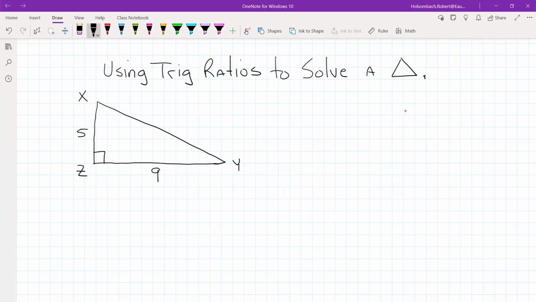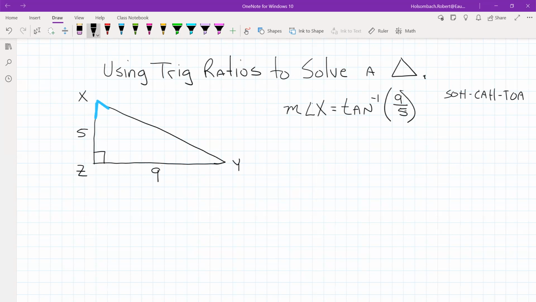We're going to say that the measure of X is equal to, if we're looking at angle X, we've got an opposite and an adjacent. And opposite and adjacent is tan. So we're going to go inverse tan of the opposite side over the adjacent side. So if we take our calculators and type 9/5, second tan, we get 60.9.